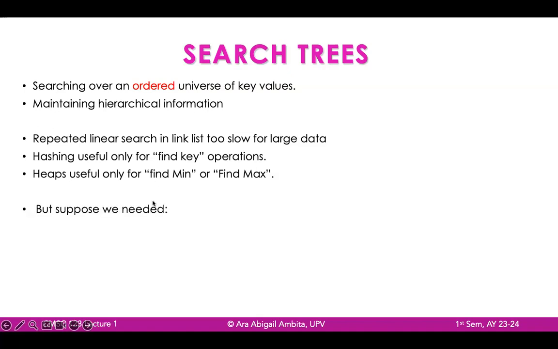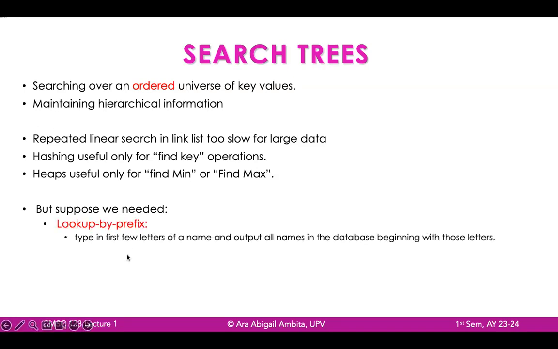So what if we have more complex operations? Assume we want to do a lookup by prefix, wherein we type in the first few letters of a name and then we output all names in a database beginning with those letters. Given that we have a lot of data and it needs to output a lot of information, do you think repeated linear search would give us the most efficient running time, or hashing, which only gives you find key operations, or heaps?